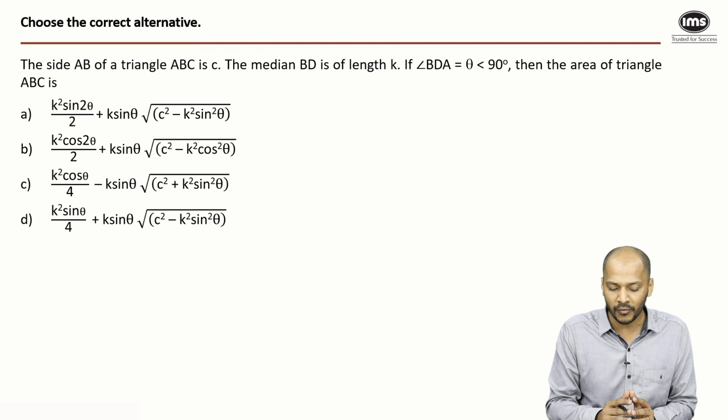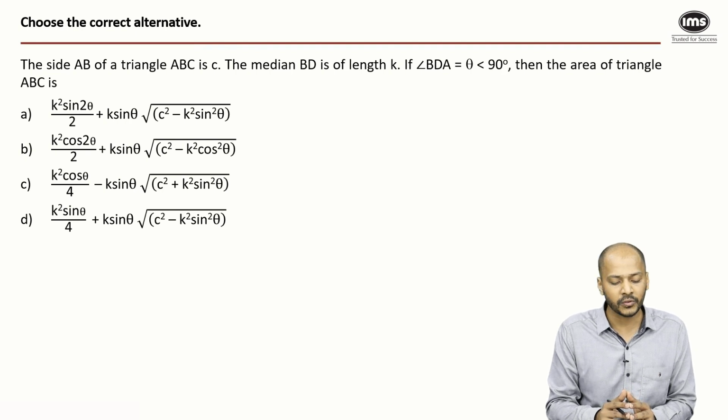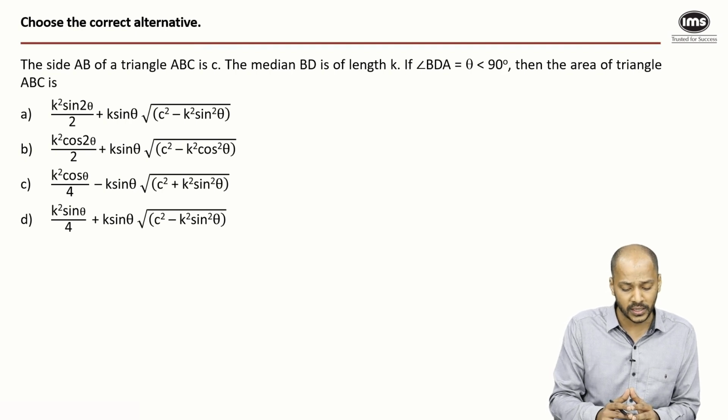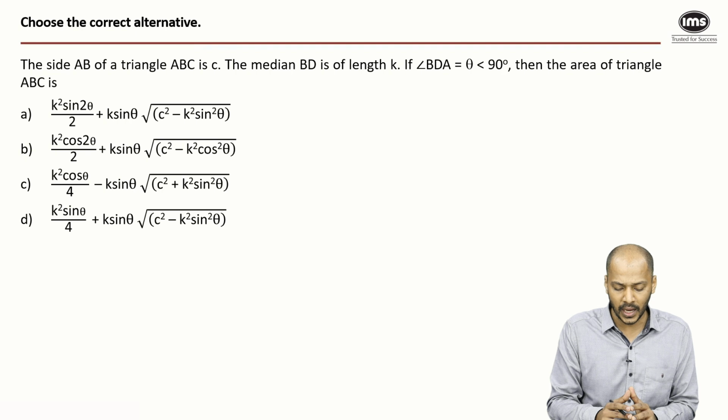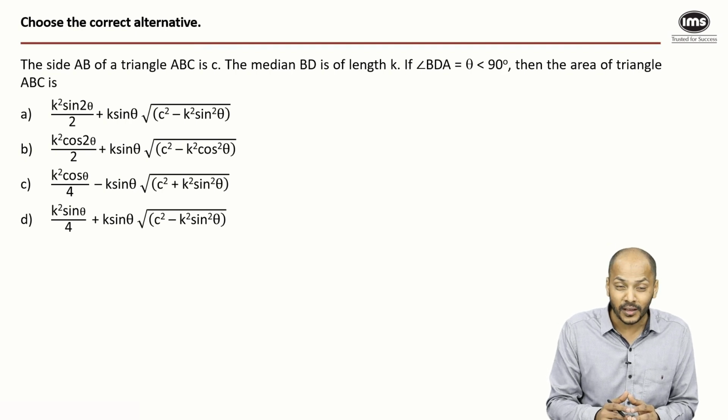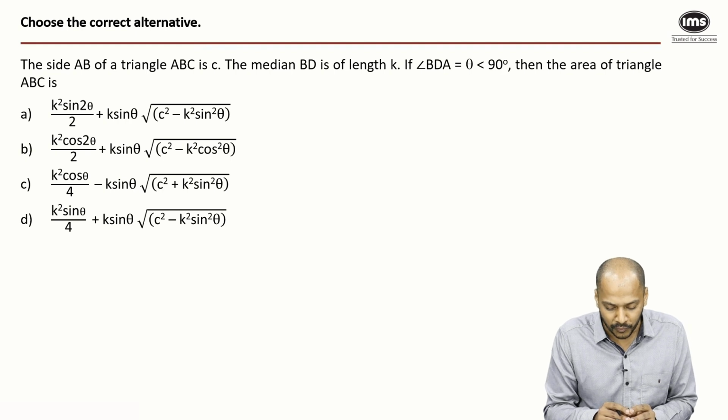So the side AB of a triangle ABC is C. The median BD is of length K, and if angle BDA is equal to theta, which is less than 90 degrees, then the area of the triangle ABC is, and the options have K square sine 2 theta, K into sine theta under root of C square minus K square sine square theta. Oh my god, very complicated expressions in all the four options, and the data given is also not very helpful.